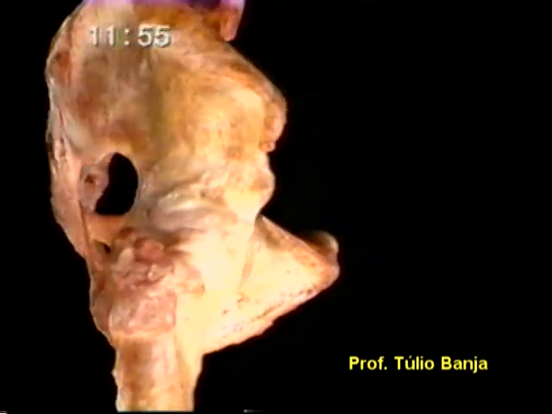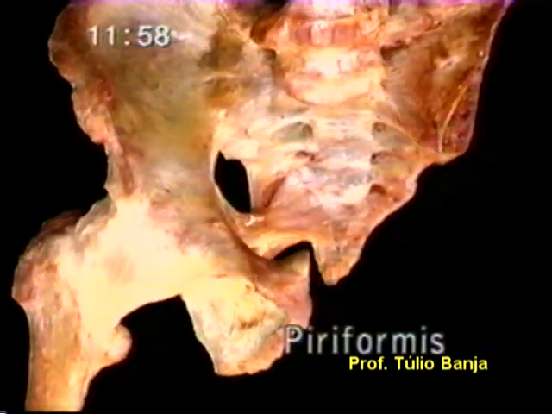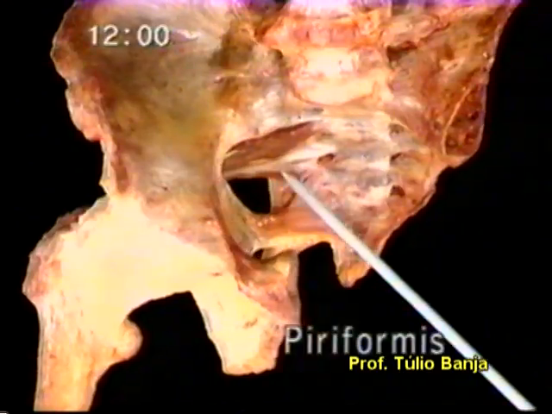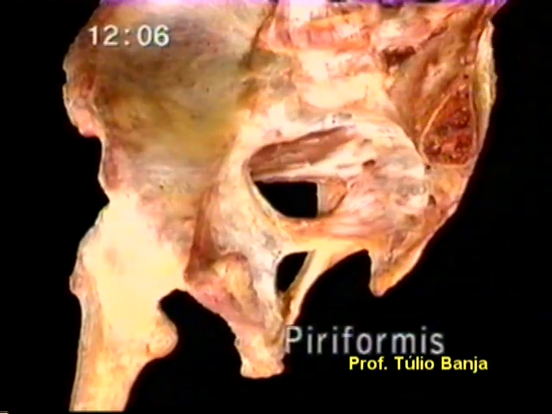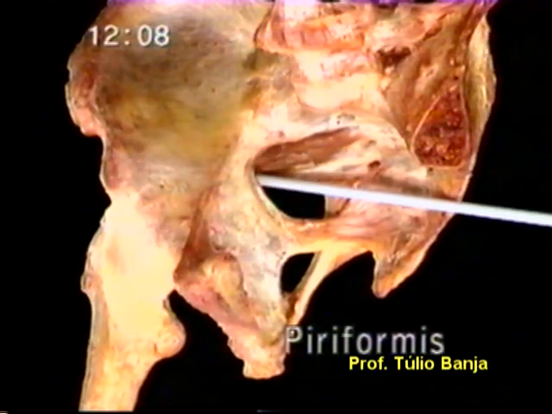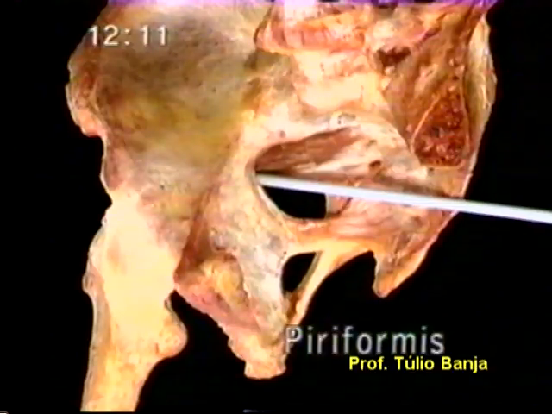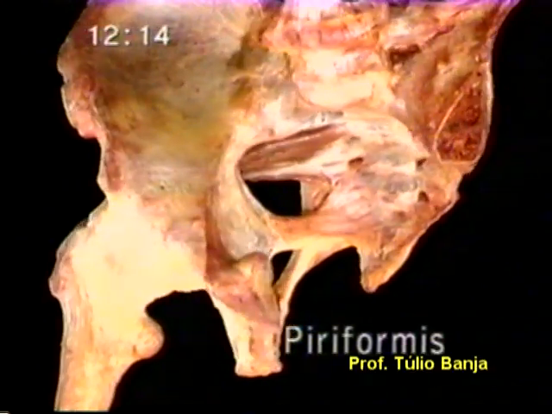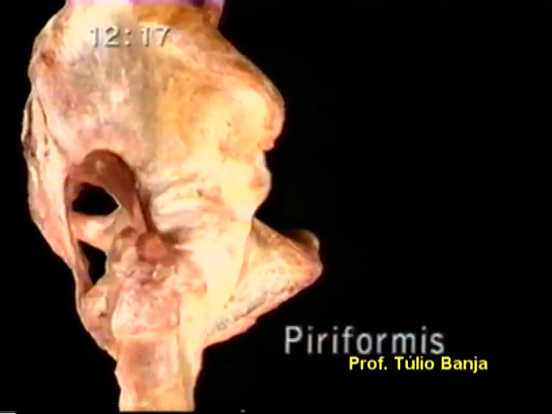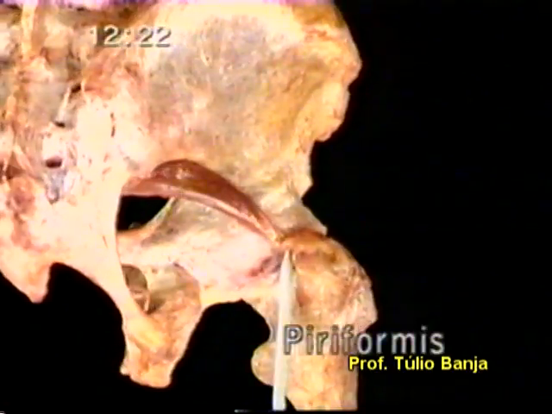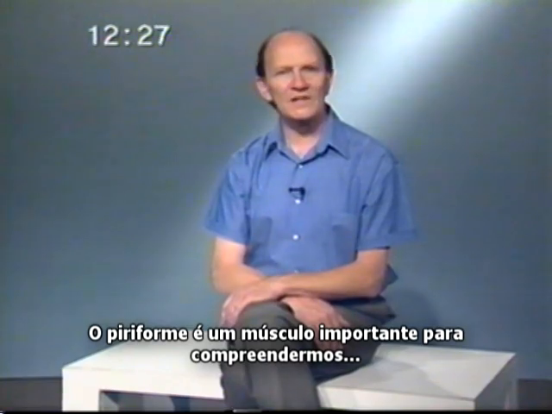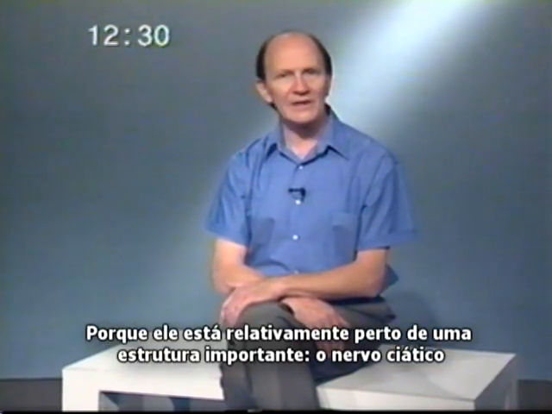The one that arises from the sacrum is piriformis. Here it is. Piriformis arises from here on the sacrum. It leaves the pelvis by passing through the greater sciatic foramen, along with the sciatic nerve. We'll go right round to the back to see where it comes out. Here's piriformis emerging. It inserts here, high up on the medial aspect of the greater trochanter. Piriformis is an important muscle to understand because it's closely related to a very important structure, the sciatic nerve.